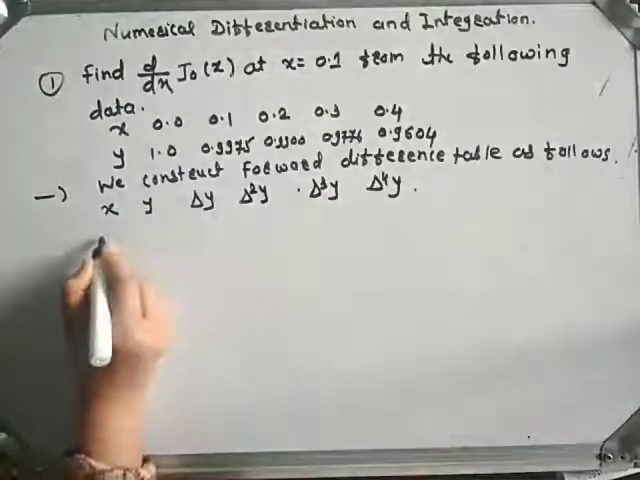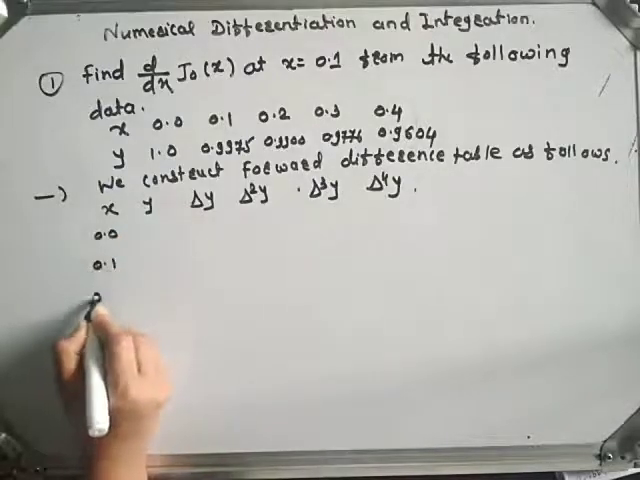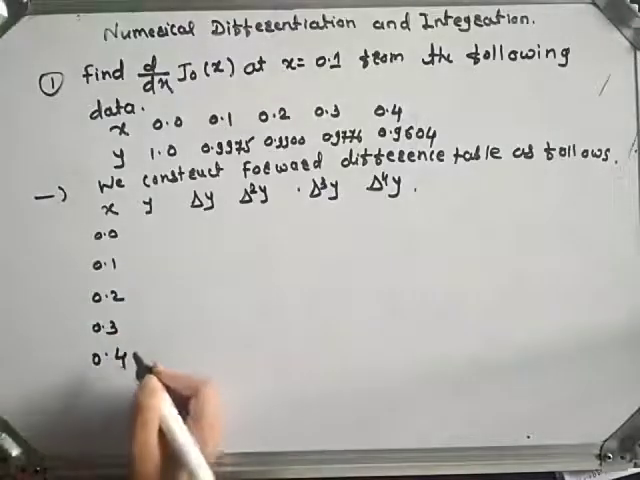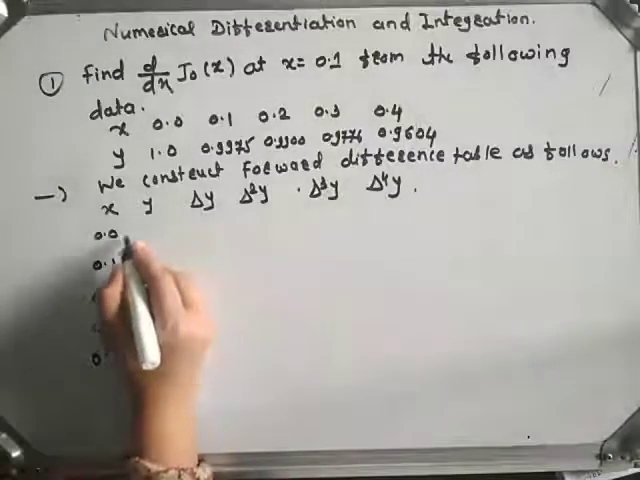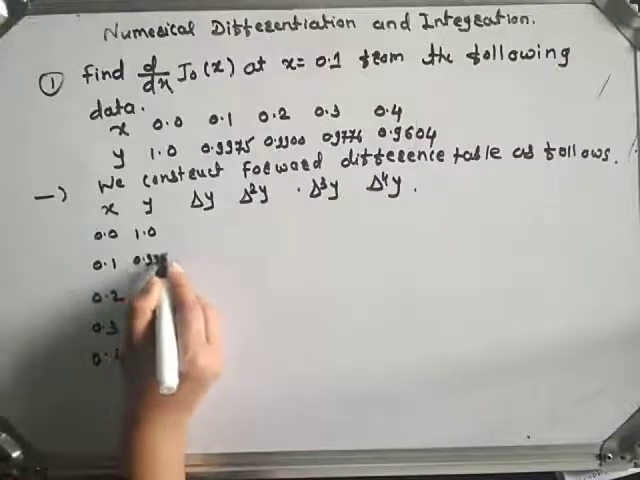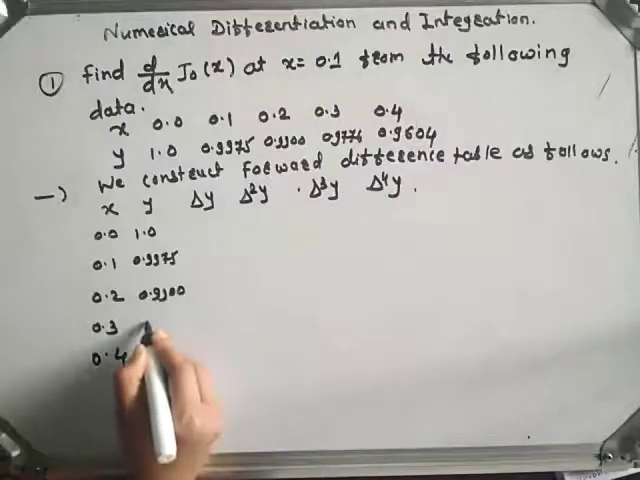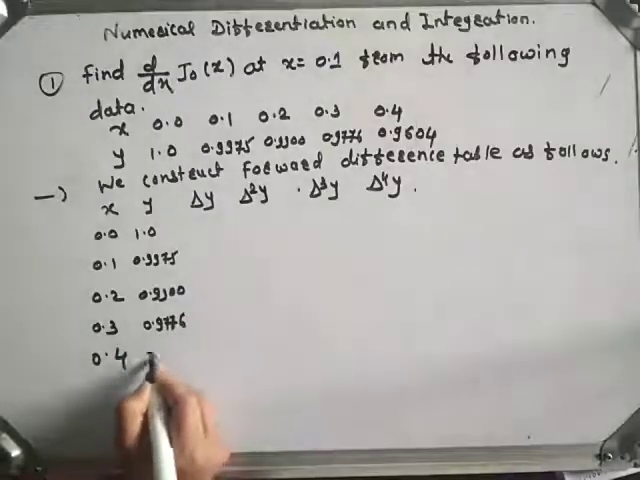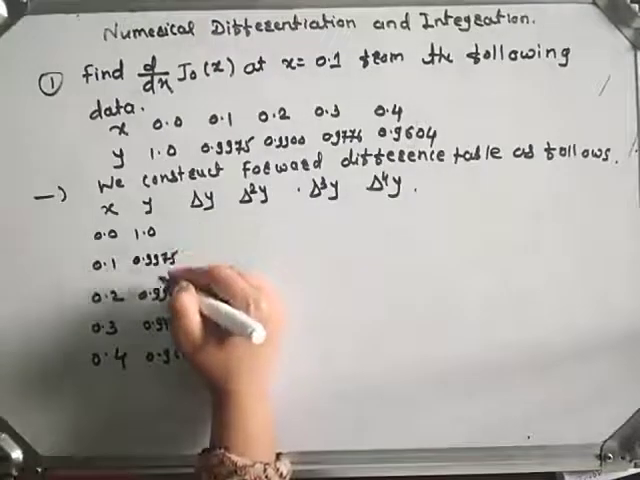Okay, here the values of x are 0.0, 0.1, 0.2, 0.3 and 0.4. Okay, the values of y are 1.0, 0.9975, 0.9900, 0.9776, 0.9604. You know that very well.